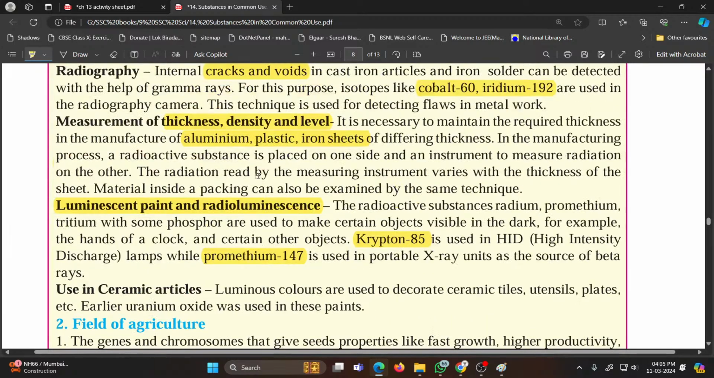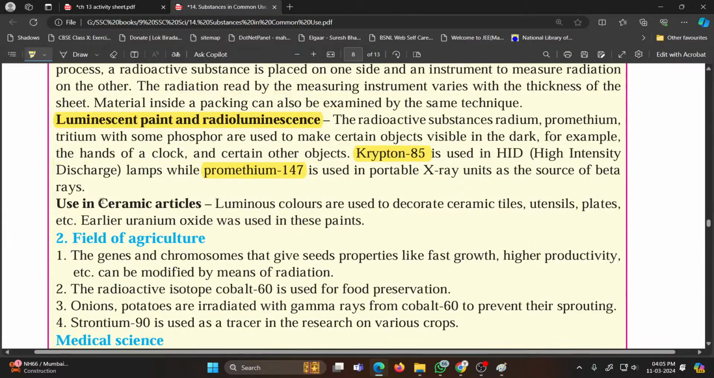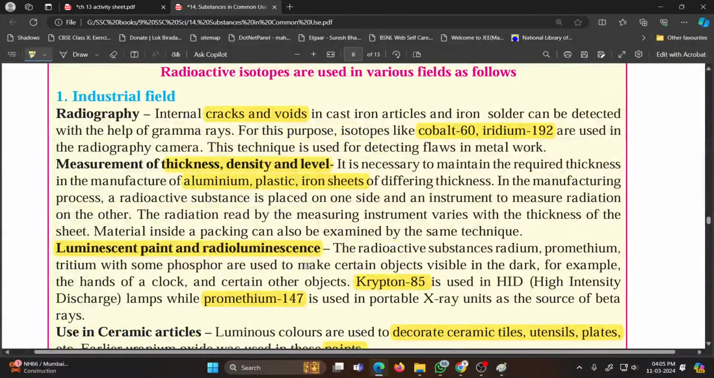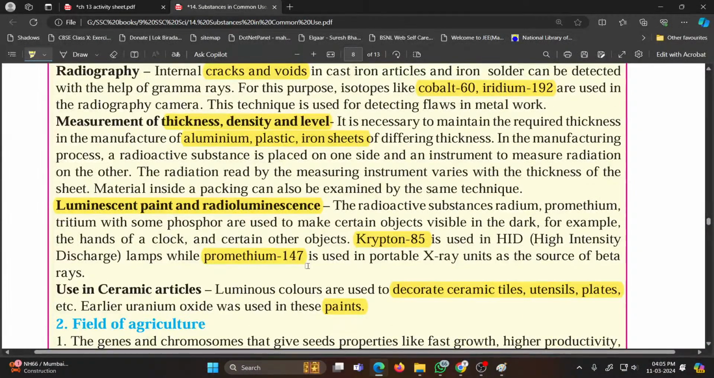So these are the last one, using ceramic articles to decorate ceramic tiles, utensils, plates, etc. Earlier uranium oxide was used in these paints. Nowadays, due to this radioactive property, it is not used. So the 4 applications are there.